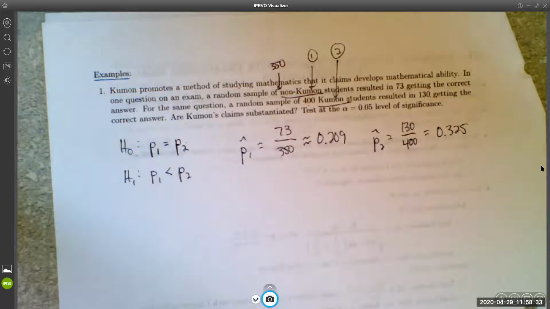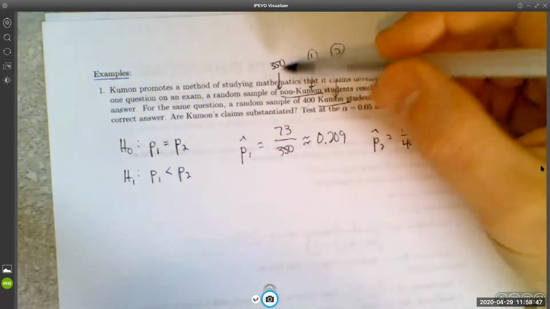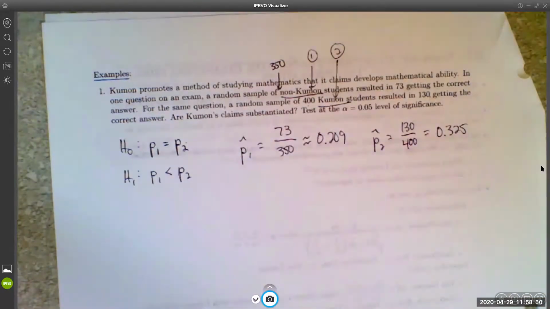Now, if they were dependent samples, then the sample sizes would have to be the same, because dependent samples are matched pairs samples. In this case, the sample sizes are not the same. You have 350 non-Kumon students and 400 Kumon students. So you know that the samples cannot be dependent here. But even more fundamentally than that, let's remind ourselves what it means for two samples to be dependent. Two samples are dependent if, when you collect your first sample, the second sample is automatically determined based on the way that you chose the first sample.